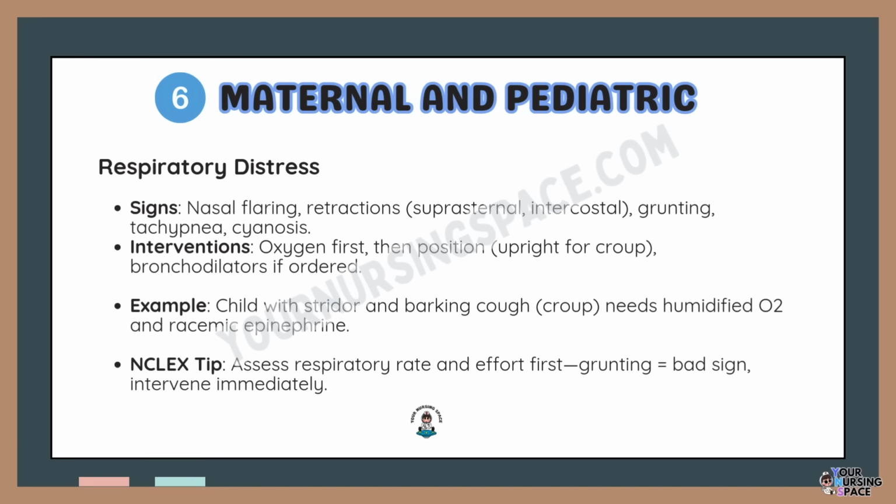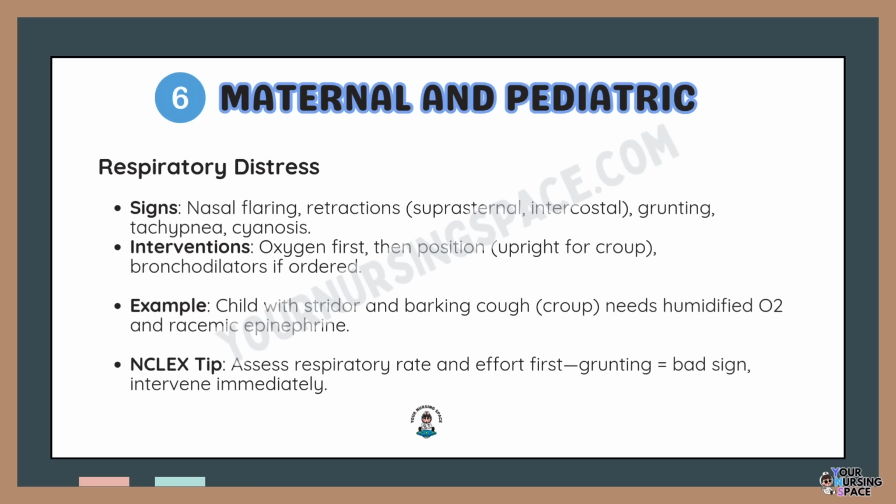Speaking of emergencies, respiratory distress is next, and kids give you loud clues here. Look for nasal flaring, like their nostrils are working overtime. Retractions, where the chest pulls in above the sternum or between ribs. Grunting at the end of breaths, fast breathing, or bluish skin from low oxygen. Step 1's always oxygen. Get those levels up. Then position them. Upright helps if it's something like croup, and add bronchodilators if the doctor orders it.